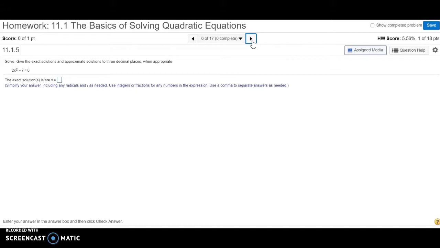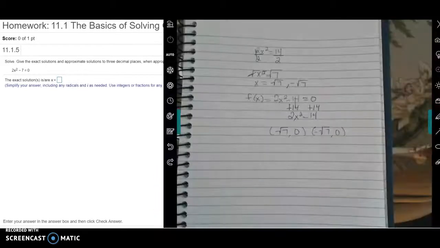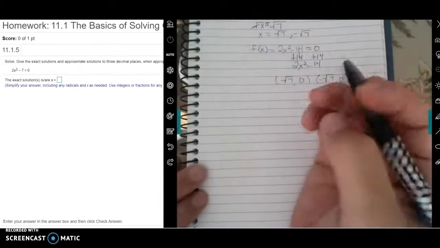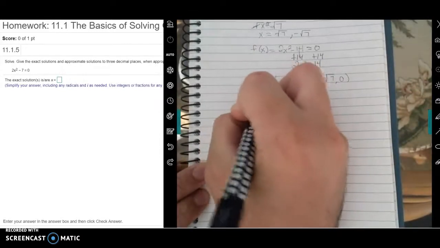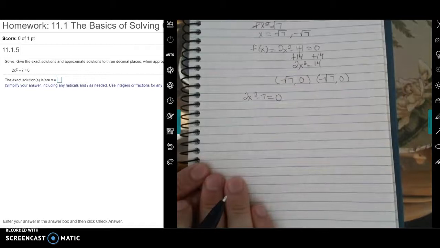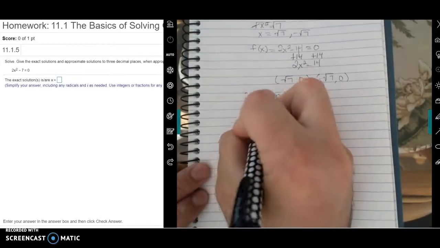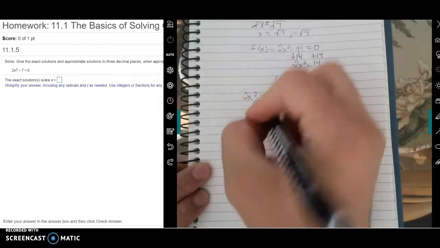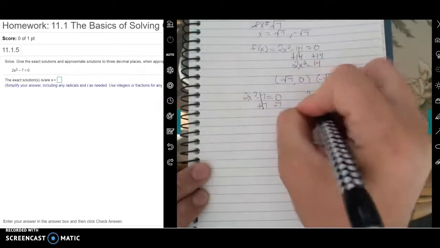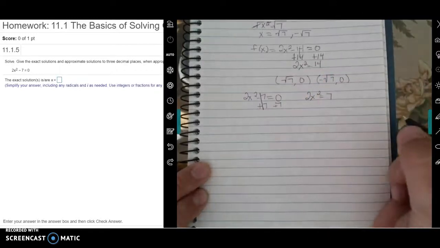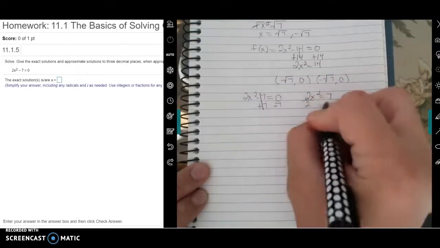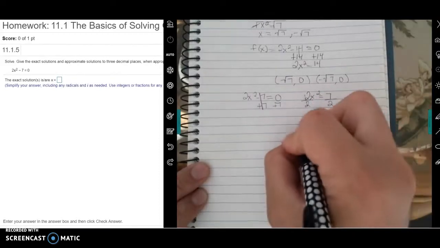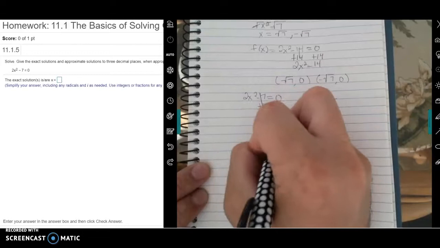Alright, so this one says solve, give the exact solution and approximate solutions to 3 decimal places. Exact solutions are solutions that still have the square root in them. Okay, so we're trying to solve 2x squared minus 7 equals 0. Our first step is going to be to add 7 to both sides. Remember, with the square root property, you're trying to get that square term by itself. So that gives me 2x squared equals 7. Now we're going to divide each side by 2. And we're left with x squared equals 7 over 2.